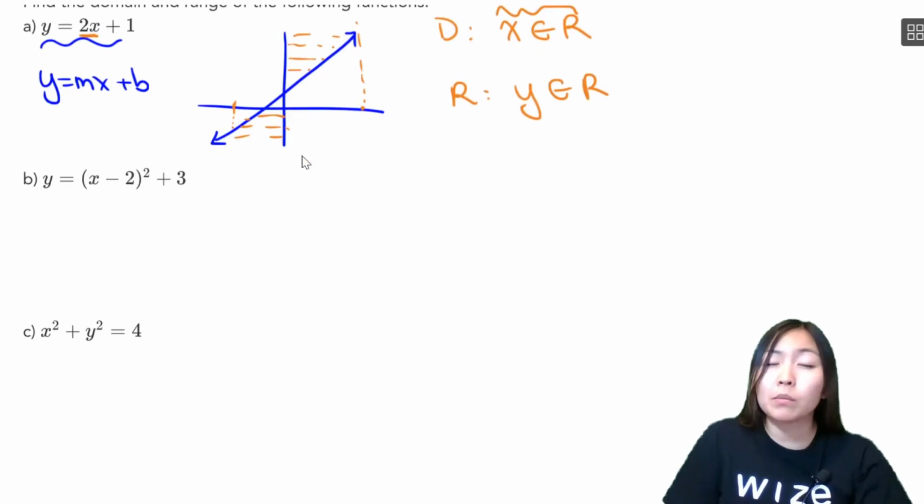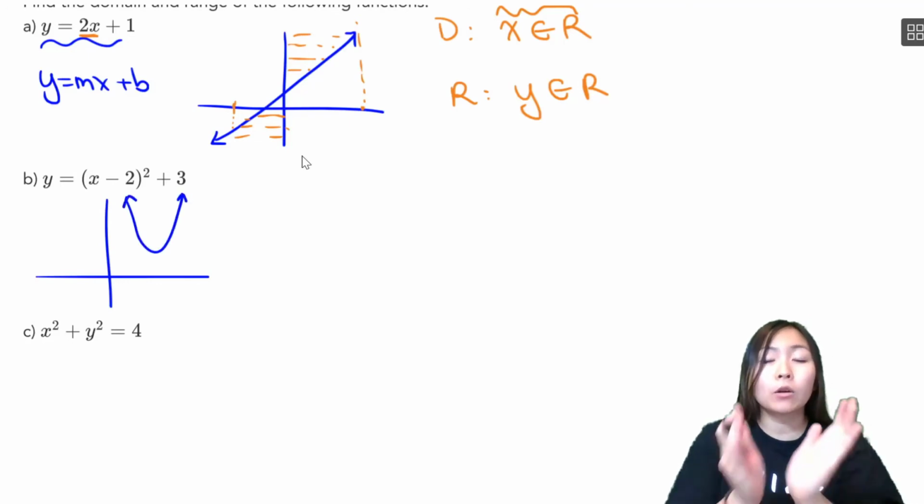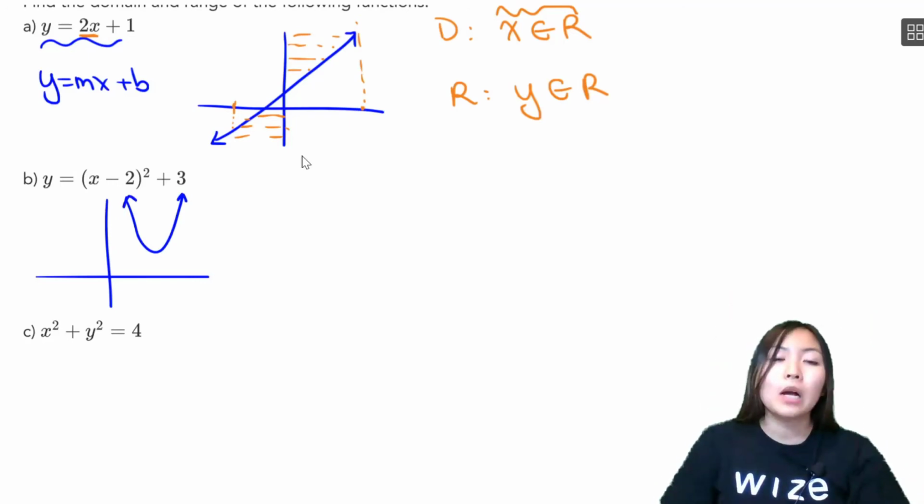This is a quadratic. We beat this one to death in grade 10. So it looks like a U. It's a U that opens right side up. It's going to have the vertex (2, 3) like this. Give or take, this is how the graph looks. It goes up and up and up forever and ever. Now, this function keeps going, right?